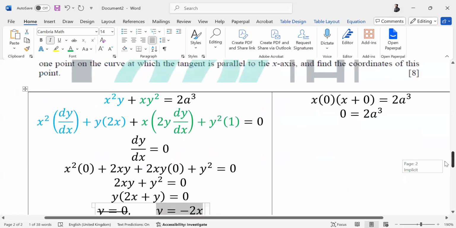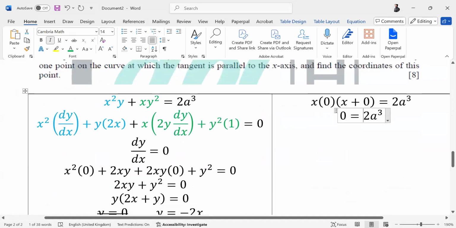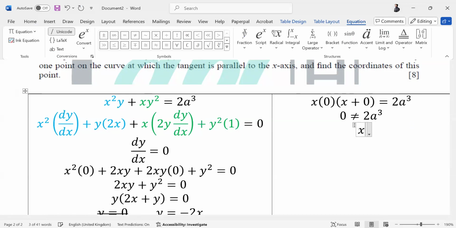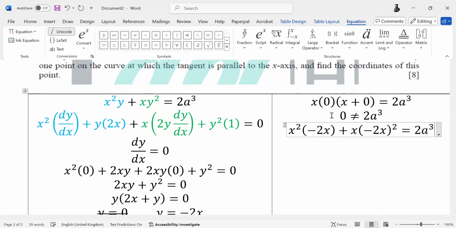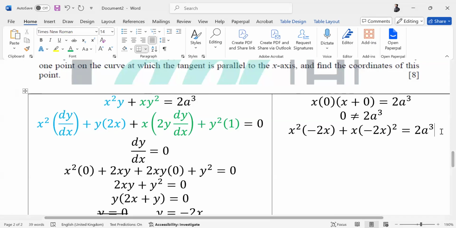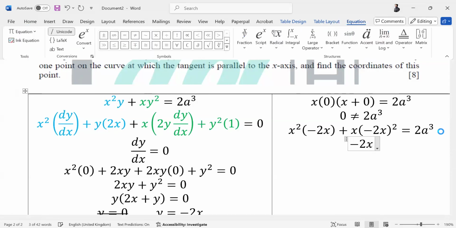But here this is an equation. The question is asking me the coordinates. So y की जगह I'll plug in negative 2x, x square into negative 2x plus x into negative 2x का square. I've plugged it in the expanded one. Do not worry ये कहाँ से आ गया. Expanded में मैंने y की जगह I've plugged in minus 2x. What do I end up getting? Minus 2x cube plus 2 square is 4x cube, which is 2a cube.